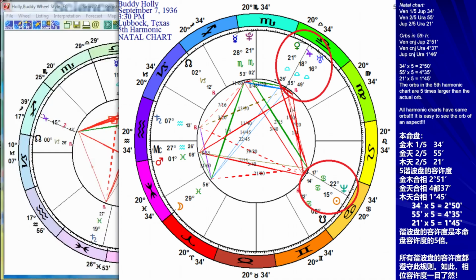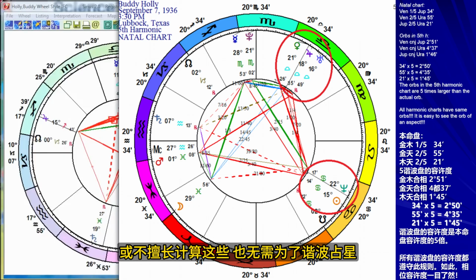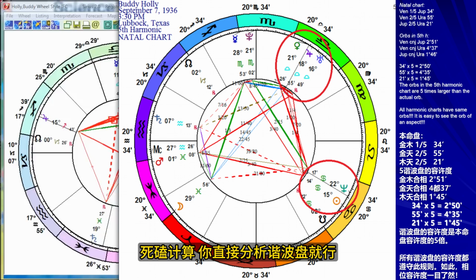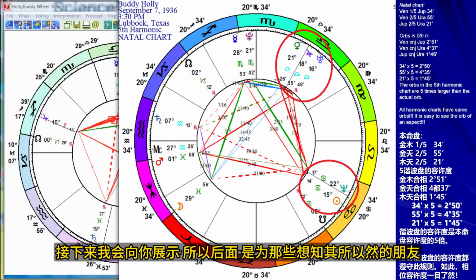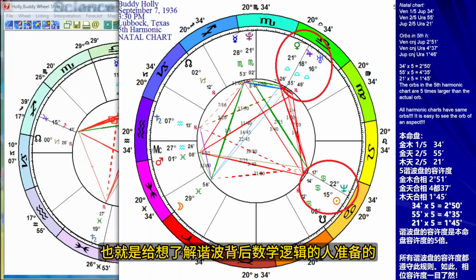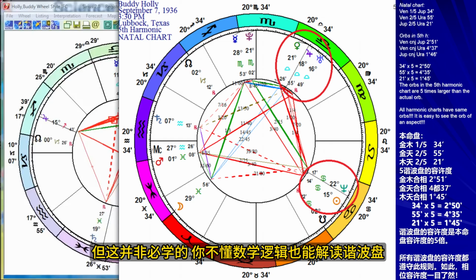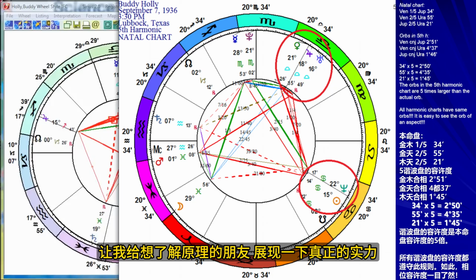Now, one or two more things. If you're not into numbers and you don't like numbers and all that stuff, you don't have to get into that to do harmonic astrology. You can just analyze this harmonic chart. If you like to understand this more clearly, what's going on, I'll show that to you. So this is for people who want to understand, you might say, the math behind it, but you actually don't have to completely understand this to do it. You can just analyze the harmonic chart. Let me show you something for those of you who want to understand this in more detail.